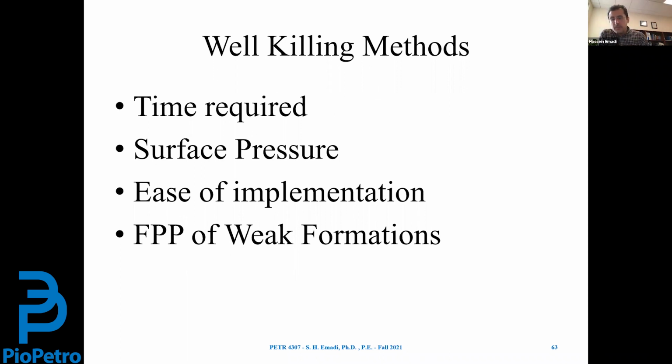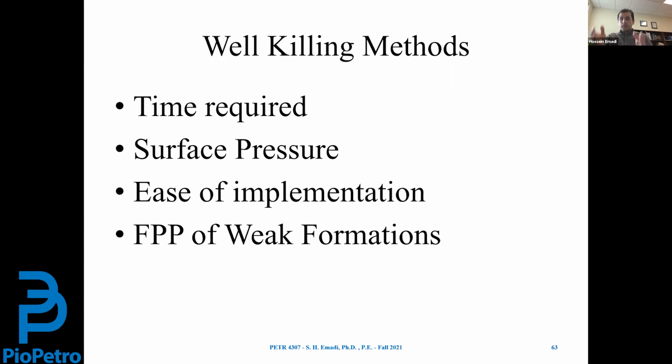And also fracture propagation of weak formation. We know that during a killing operation, one of the items we need to keep in mind is making sure that no casing burst, no surface facility damage, or BOP damage occurs in the whole system at the surface. And also that we do not fracture the weakest formation, which is presumably located right below the previous casing shoe. So we need to know the fracture propagation pressure of that formation, and we need to make sure that the surface pressure does not exceed a certain value that would fracture the weak formation.